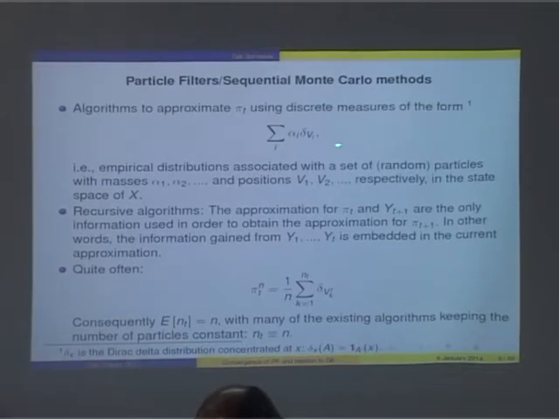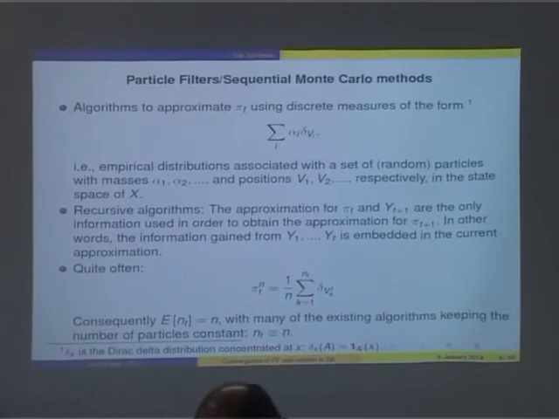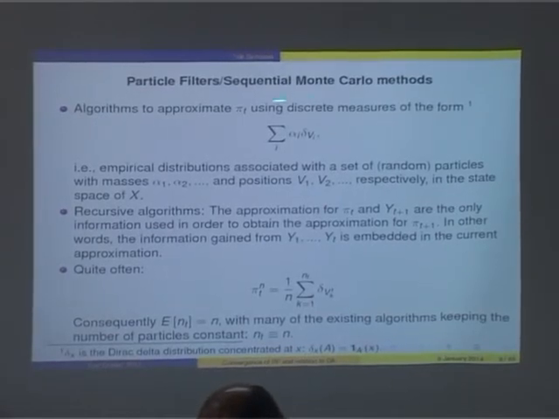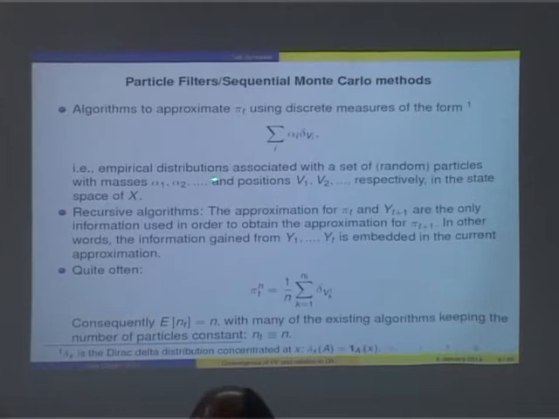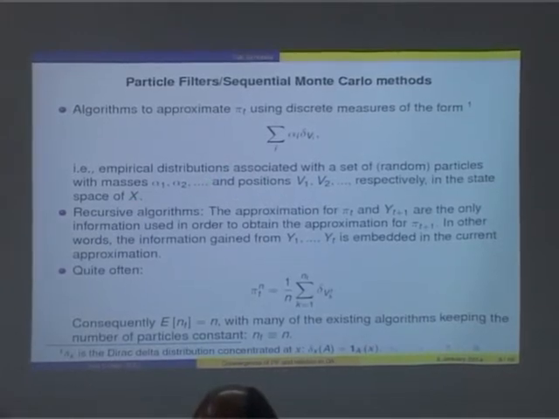Okay, so you have the definition there, and the picture you should have in mind is that this measure is simply the empirical distribution associated with a cloud of particles. So I have particles there. They evolve in my space, and they each carry some masses, alpha_1, alpha_2, and so on. Now, the important thing here is that these algorithms are recursive. So this isn't in the same class as an MCMC methodology.